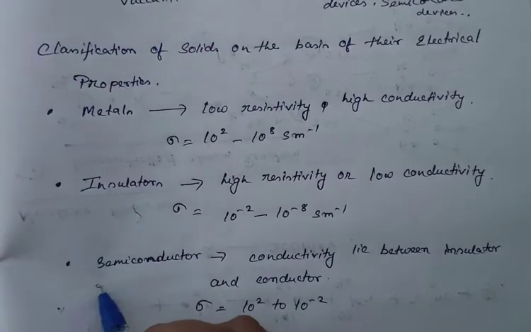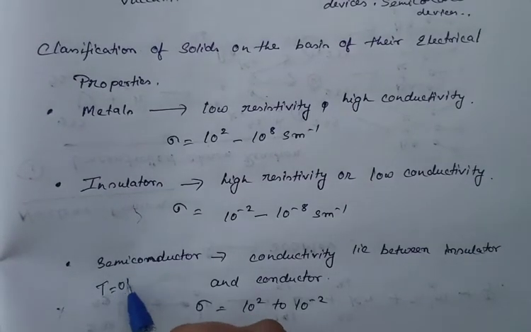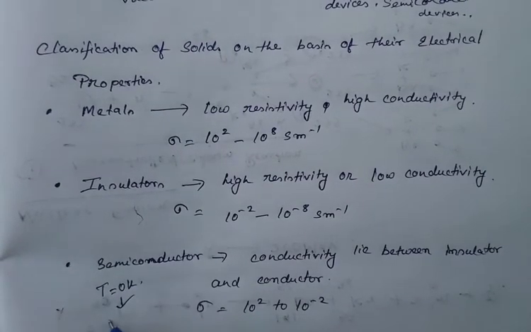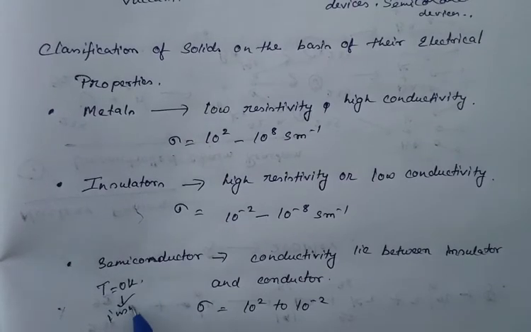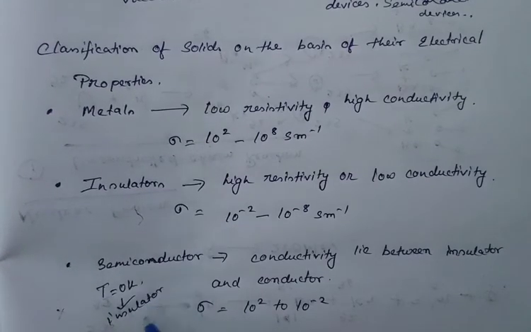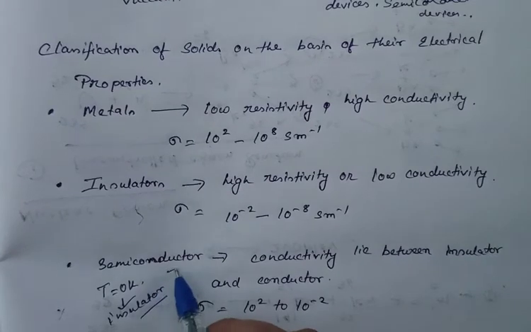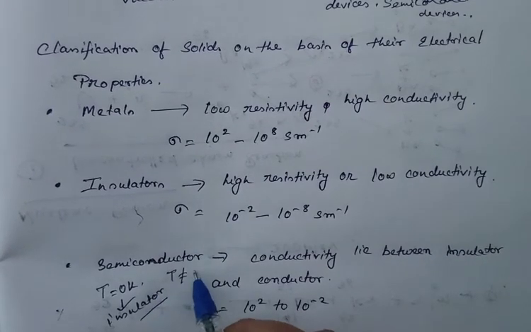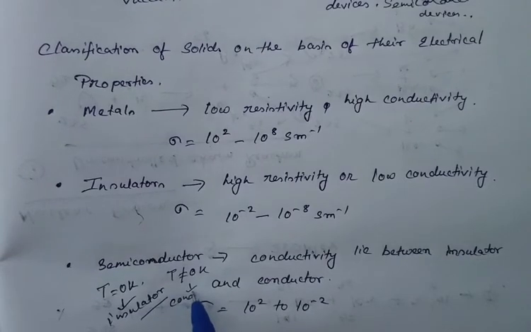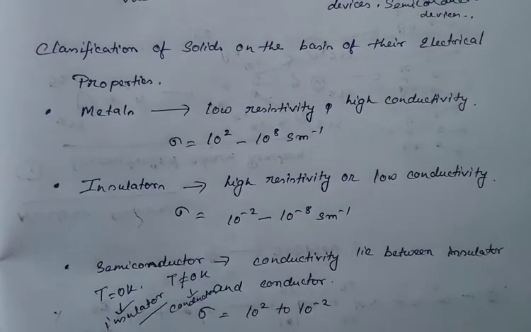Semiconductor at temperature 0 Kelvin, they behave as an insulator, and if we increase the temperature, that is T not equal to 0 Kelvin, they behave as a conductor. This is an important point.